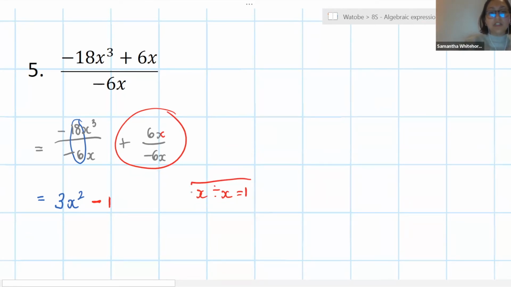Because there's no variable there, I have to have that minus 1 there. If there was a variable there, then you wouldn't have to write the 1. But your answer here is 3x squared minus 1. Those aren't like terms, so I can't do anything more. That's my final answer. Corrections.